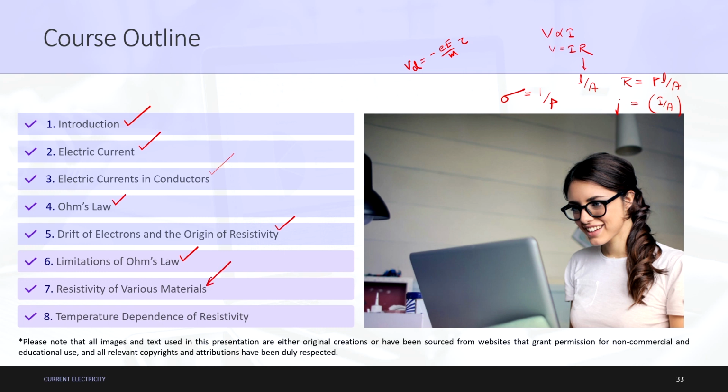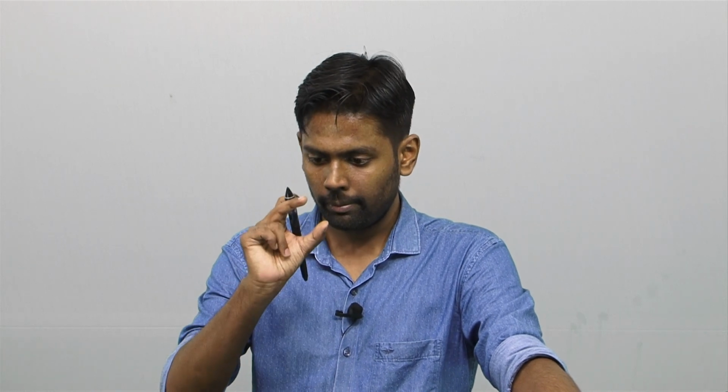In the resistivity of various materials we understood that the resistivity of conductors is very low, of the order of 10 to the power minus 8, and the resistivity of materials such as insulators is very high, say 10 to the power 16 or 14. The midpoint between conductors and insulators is something called semiconductors.